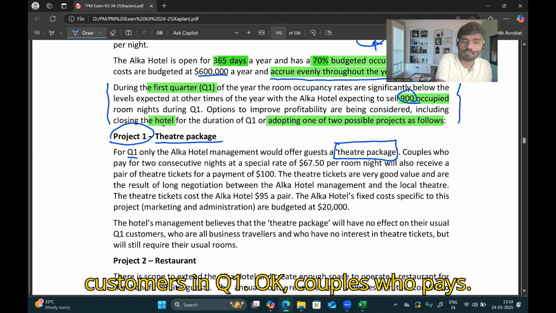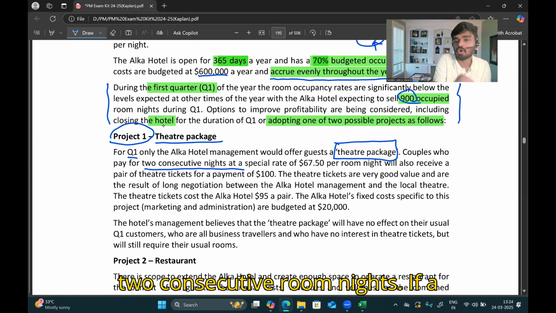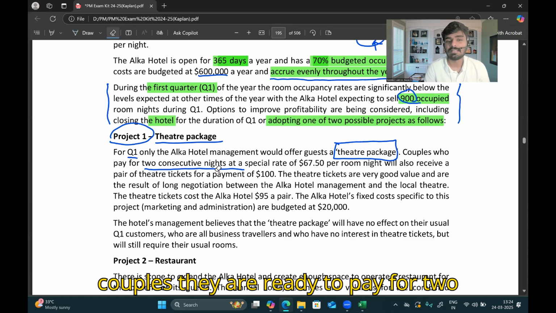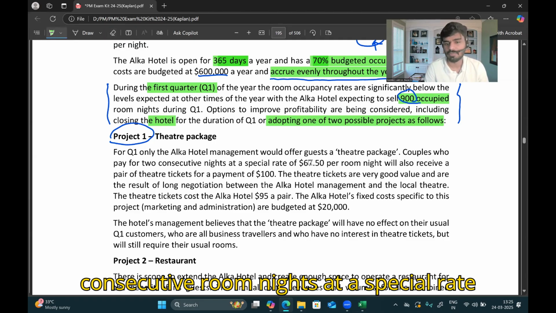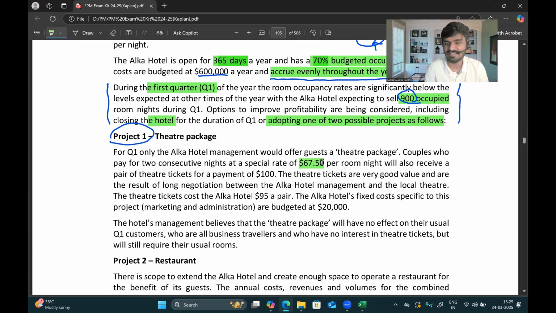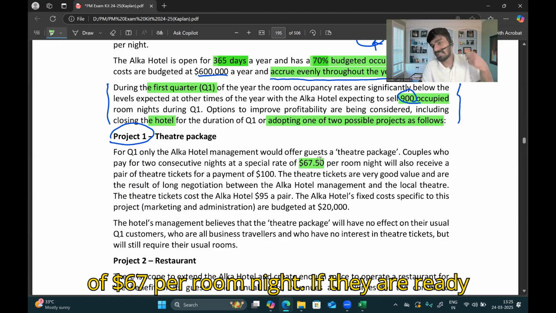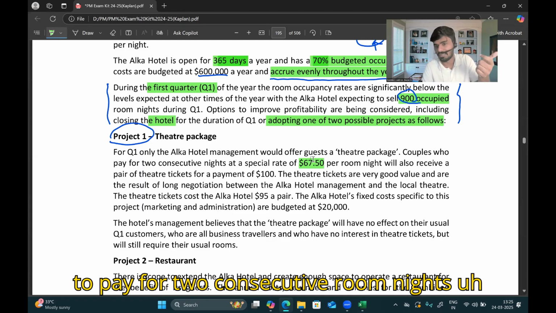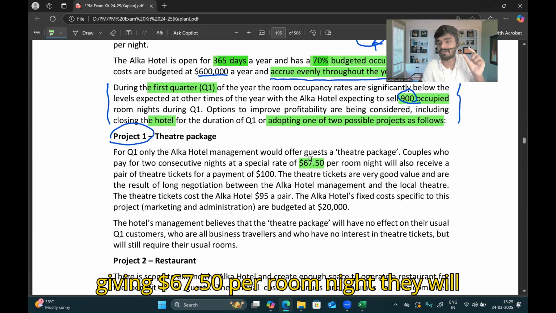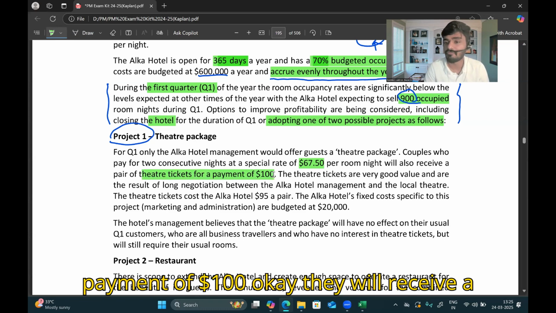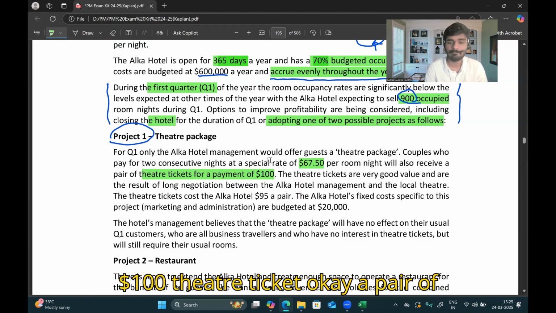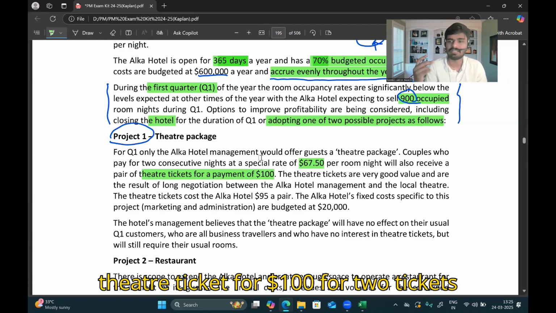Couples who pay for 2 consecutive room nights, not one, at a special rate of $67.50 per room night, will receive a pair of theater tickets for a payment of $100. They will receive a pair of theater tickets for $100. For 2 tickets, it will be $100.